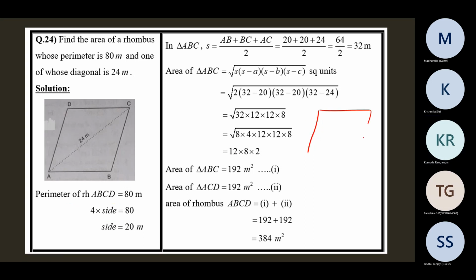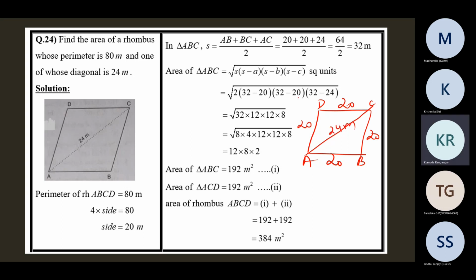Now in the rhombus ABCD, we know that each side is 20. So 20, 20, 20 and 20. Okay, so this diagonal is 24. So find the area of the triangle ABC using Heron's formula. The same will be the area of triangle ACD. Whatever is the area of triangle ABC, the same will be the area of triangle ACD. So the area of the rhombus is 1 plus 2, which is 384 meters square.